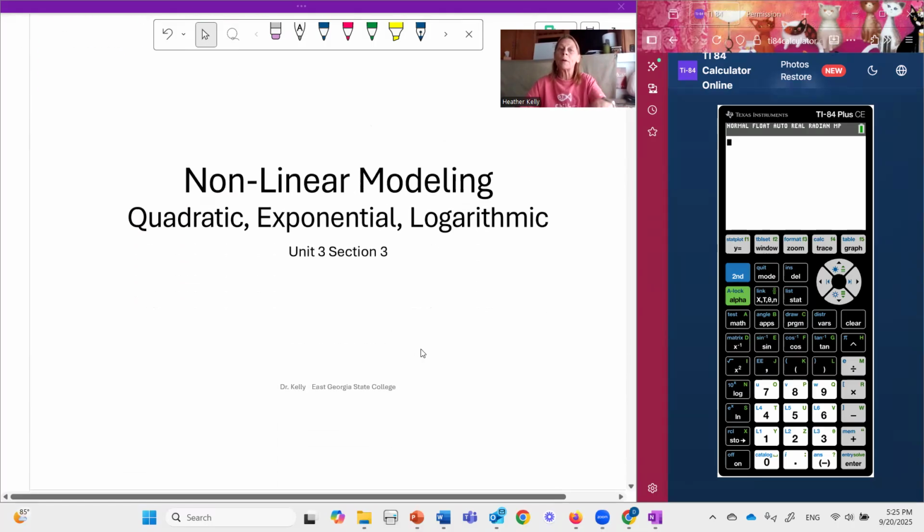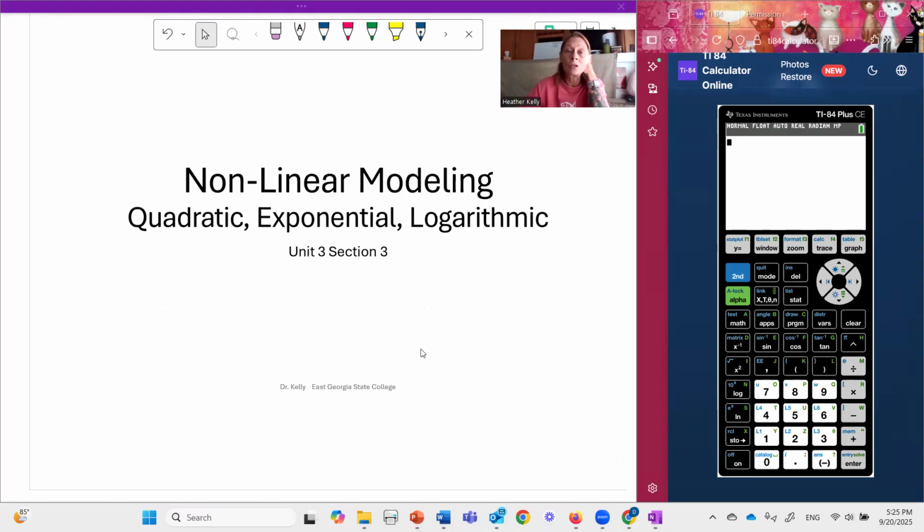We're going to talk about the nonlinear models. In the last lecture, we talked about the linear models and using linreg on our calculators. Here we're going to deal with the quadreg, expreg, and the logreg. So we're going to be dealing with quadratic, exponential, and logarithmic equations.